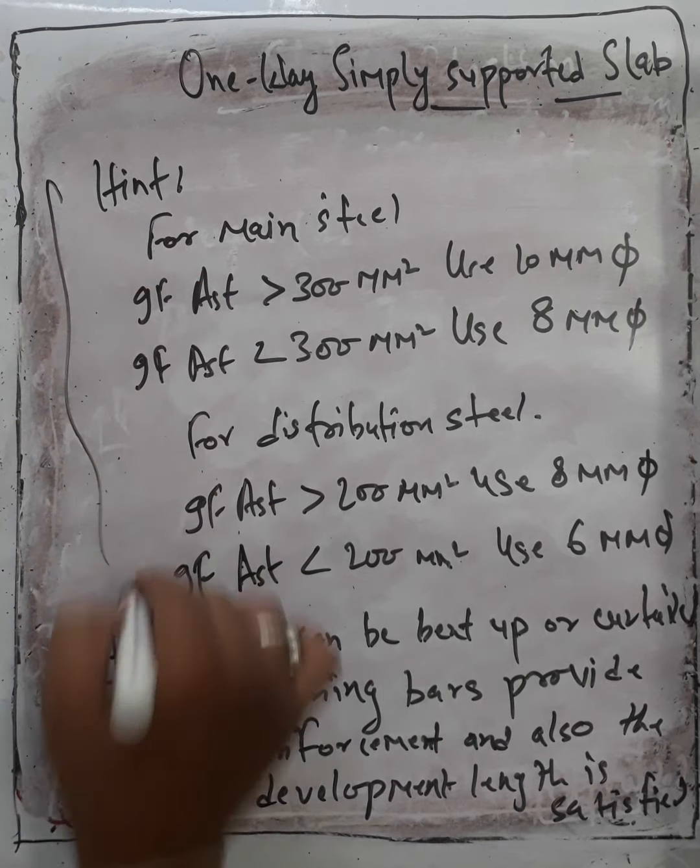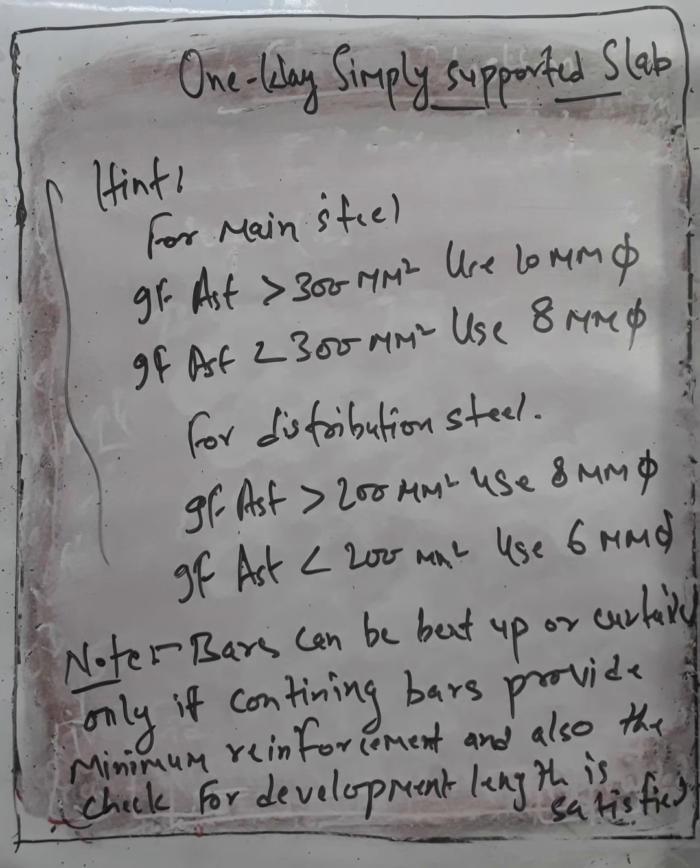This hint we use when we are assuming values and we have faced some problem. So these are the hints. If you have AST greater than 300 mm square, then use 10 mm bars, or if AST less than 300 mm square, then use 8 mm bars. Okay, so these are the design criteria or design considerations for a one-way simply supported slab. When we solve the problem, we use these design considerations and find the solution for the simply supported slab or design the one-way slab.